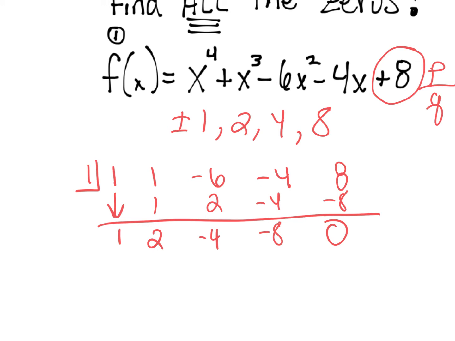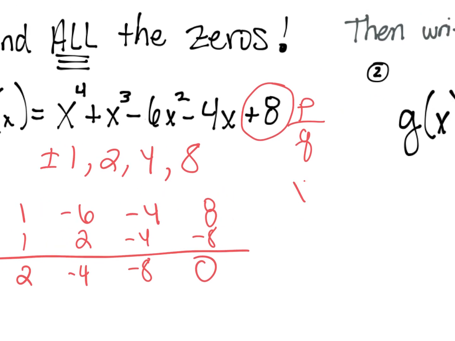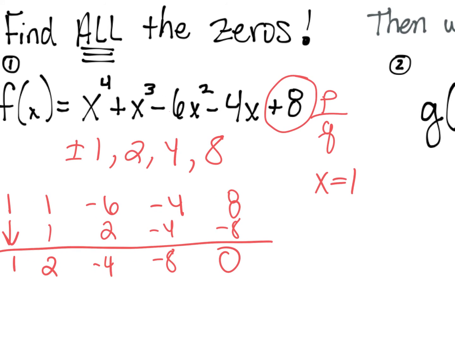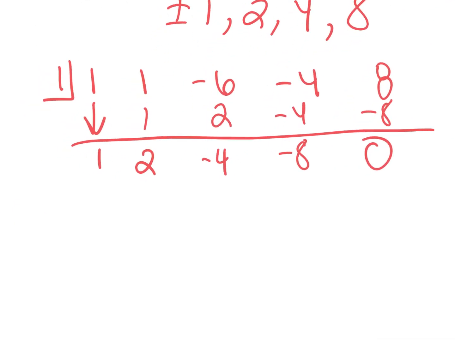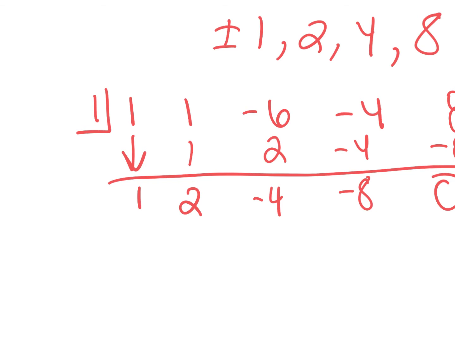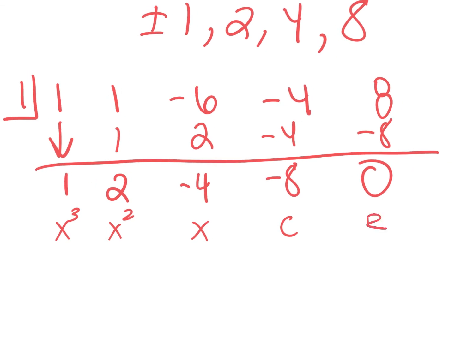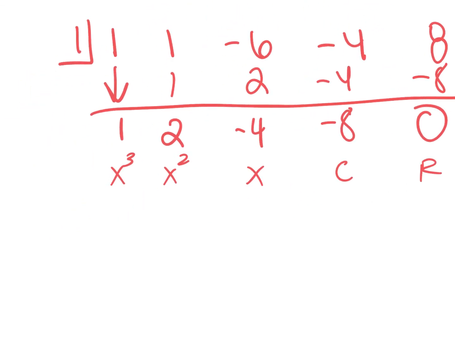So what'd you guys just prove? That's a 0. That's a factor. So I'm going to write, okay, one of my factors is x equals 1. How many answers should I have? 4. So now you have to write your resulting polynomial. This started off as x to the 4th. So my answer is x cubed, x squared, x, constant, remainder, right? Okay, so I have x cubed plus 2x squared minus 4x minus 8 equals 0.